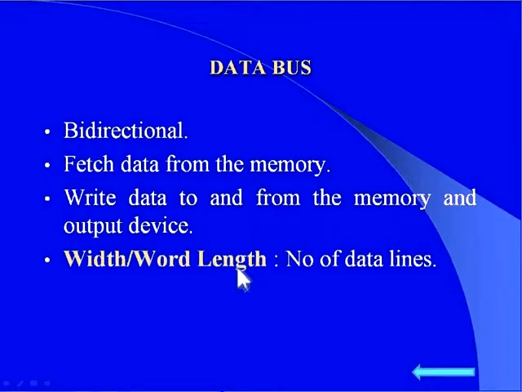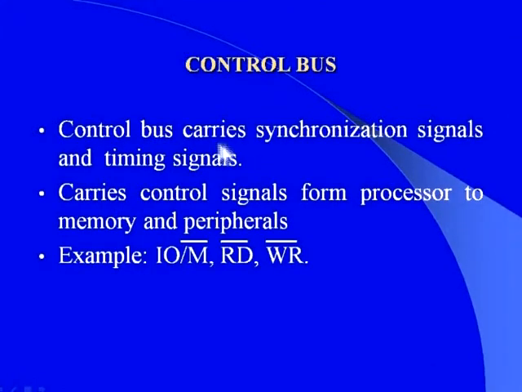In the case of 8086, the word length is 16. That means it can handle two 16-bit data simultaneously. The next bus is a control bus. The control bus carries the synchronization signals and timing signals. It carries control signals from the processor to memory and peripherals. Examples of the control signals are IO bar, M bar, read bar and write bar.